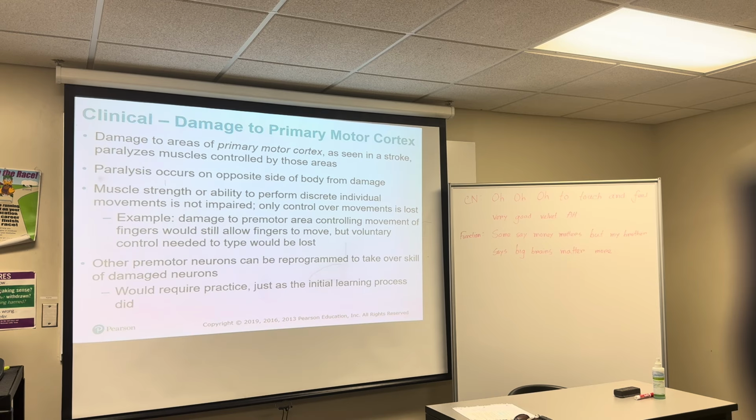Your body is not going to work as well. So paralysis occurs on the opposite side of the body from the damage, and muscle strength or the ability to perform discrete individual movement is not impaired, only control over the movement is lost. Example, damage to the premotor area controlling the movement of the finger would still allow fingers to move, but voluntary controlled movement, like for example typing, is not going to happen.